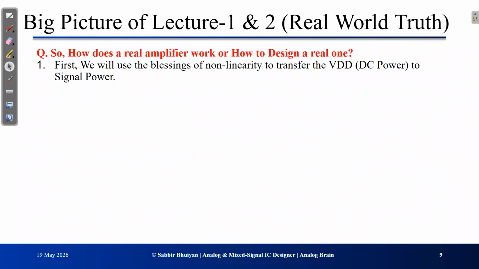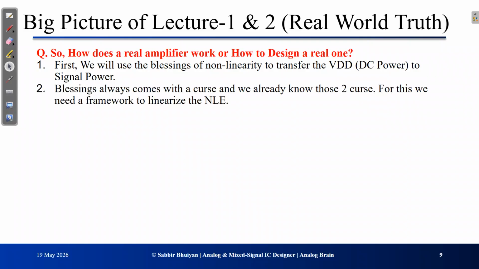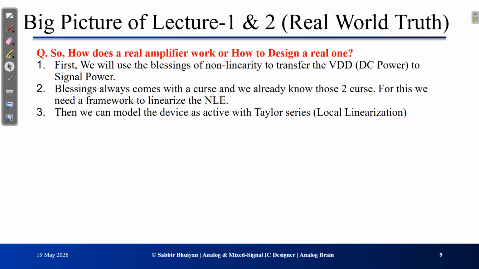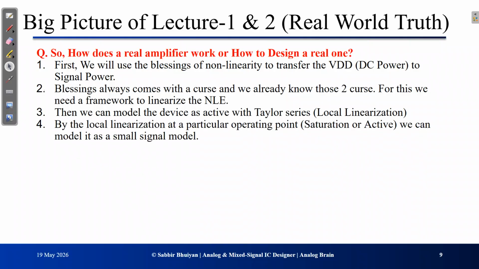First, we'll use the blessings of nonlinearity to transfer the VDD DC power to signal power. Number two, blessings always come with a curse, and we already know those two curses. For this, we need a framework to linearize the nonlinear element. Number three, then we can model the device as active with Taylor series by using local linearization. Number four, by local linearization at a particular operating point, saturation or active, we can model it as a small signal model.